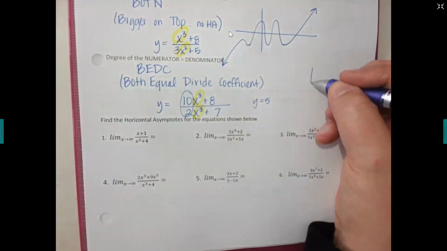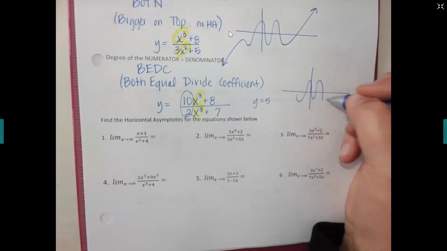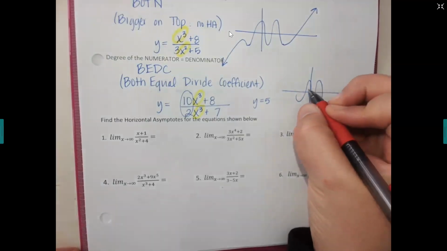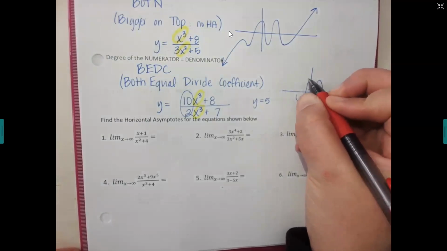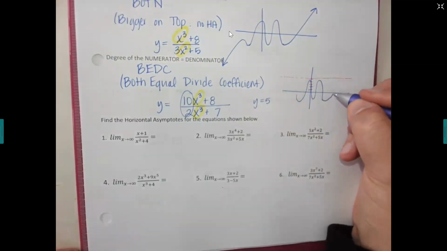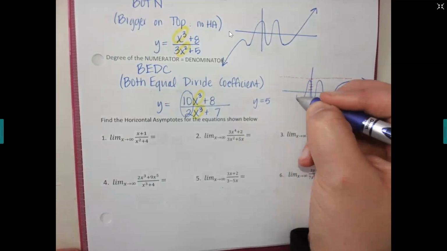So let's draw a graph. Little crazy guy in the middle. Remember, this doesn't tell us anything about what happens in the middle, but the ends of my graph are going to flatten out to 1, 2, 3, 4, 5. We'll say y equals 5 is here. And then your graph would have to approach that value at the ends. Just like that.